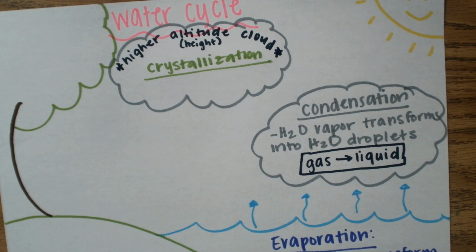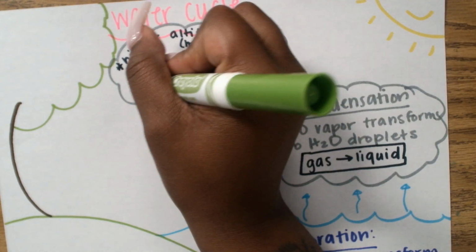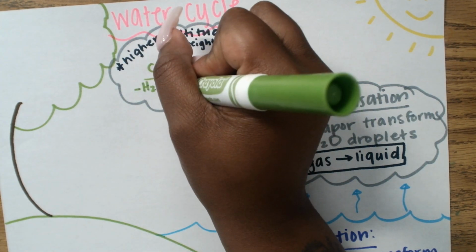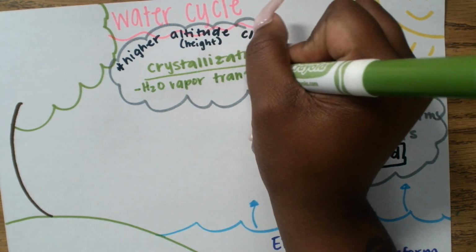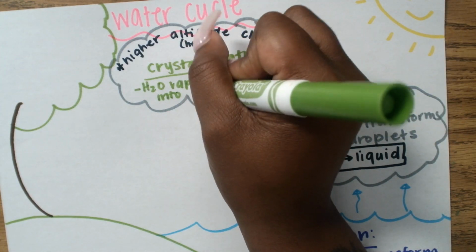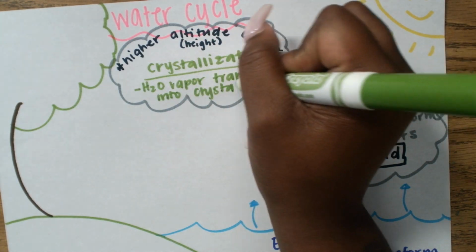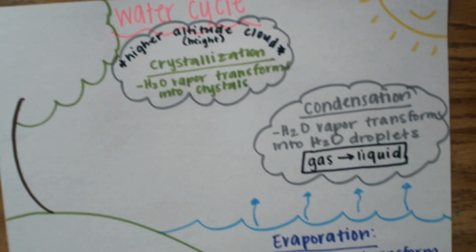Yes. So crystallization is when our H2O vapor transforms into crystals. And this is typically where we get snow.